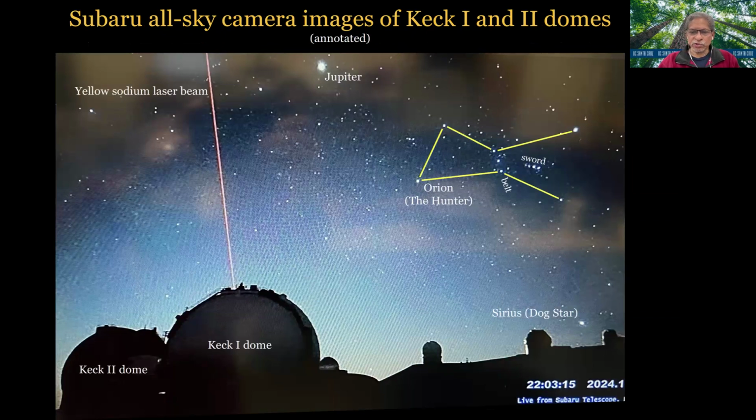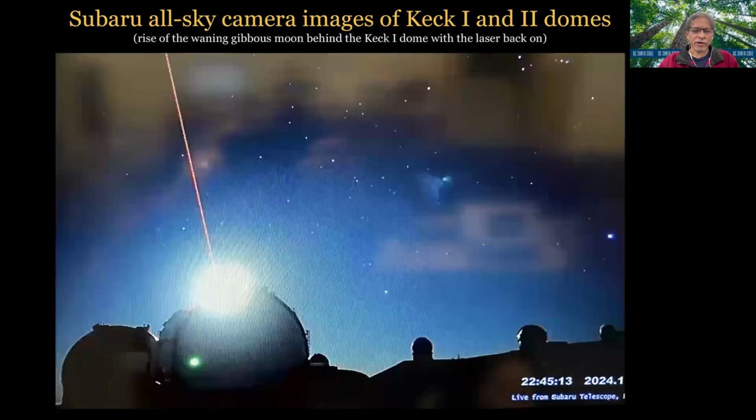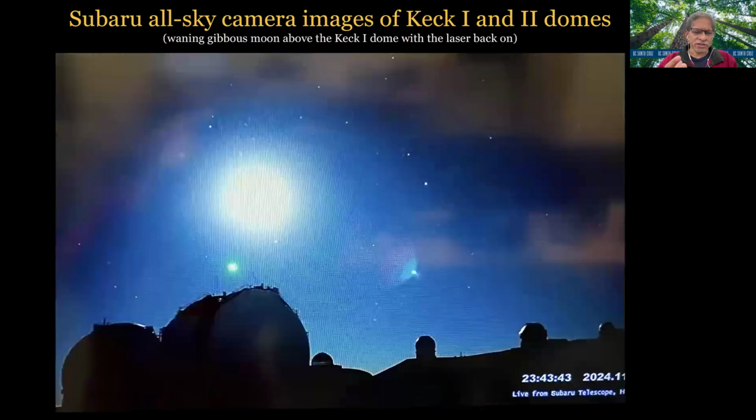Second, the same image, just with annotation, without the laser. Laser back on. Moonrise. It's a waning gibbous moon, not quite third quarter moon yet. And you can't see the details of the moon. It looks like a blob because it's so bright. It looks circular, but it's not. It's close to a third quarter moon.